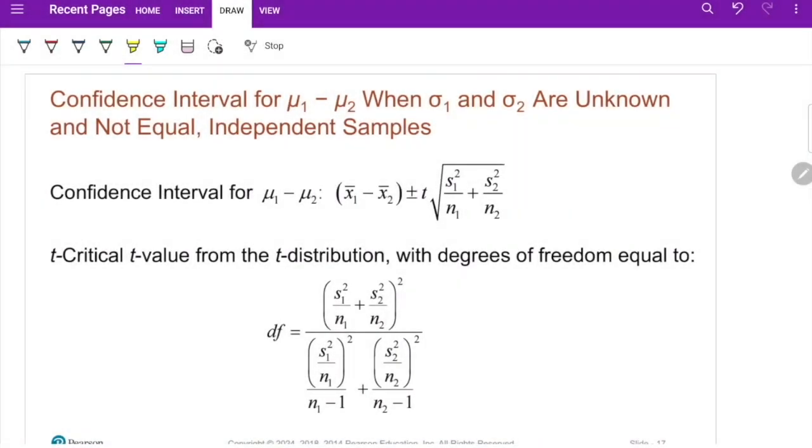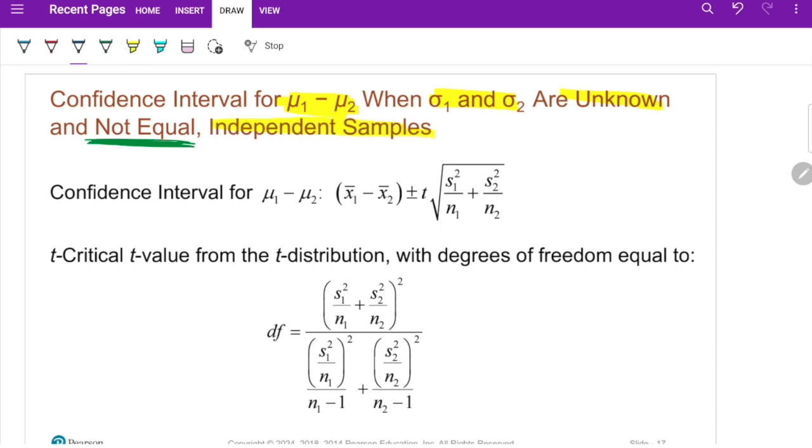Okay, the third case is we would like to find the confidence interval of the difference between the two population means, when, again, the standard deviations of the populations are unknown. Not only this, they are not equal. So in the previous video, we discussed when they both are equal. We're still discussing two independent samples.